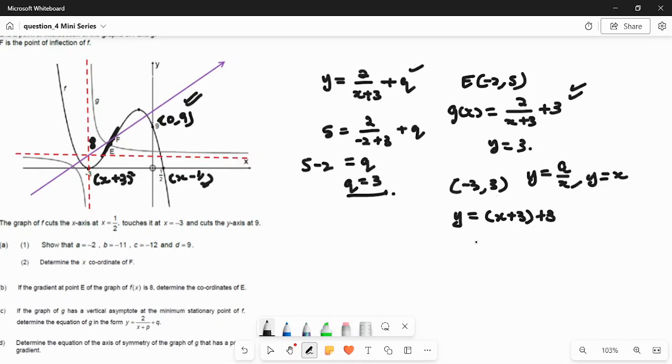And this will be the equation of my symmetry. So that's going to be y equals x plus 6. So that's the axis of symmetry with a positive gradient. That's for question number D.